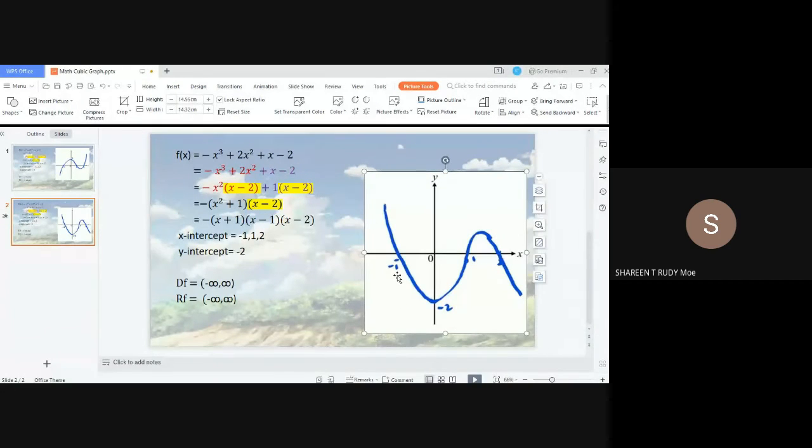The graph goes from smile to sad. So our domain is negative infinity to infinity, and our range is from negative infinity to infinity. That's all from me. I will pass to Remy.